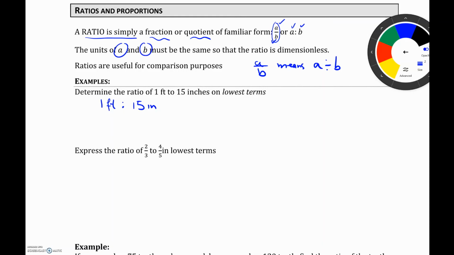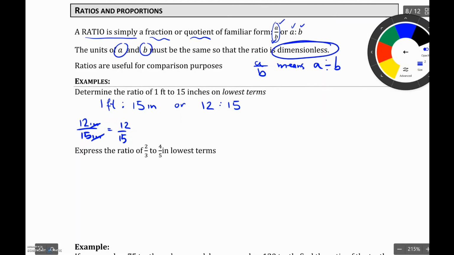As I just said, you have to convert both to the same units. So 1 foot we know is going to be 12 inches. So it's going to be 12 to 15. Now, if we write 12 inches over 15 inches, you could see that the inches are the same, so they disappear. So you essentially just get 12 to 15, which is why you say that it is dimensionless, has no dimensions because the units cancel.